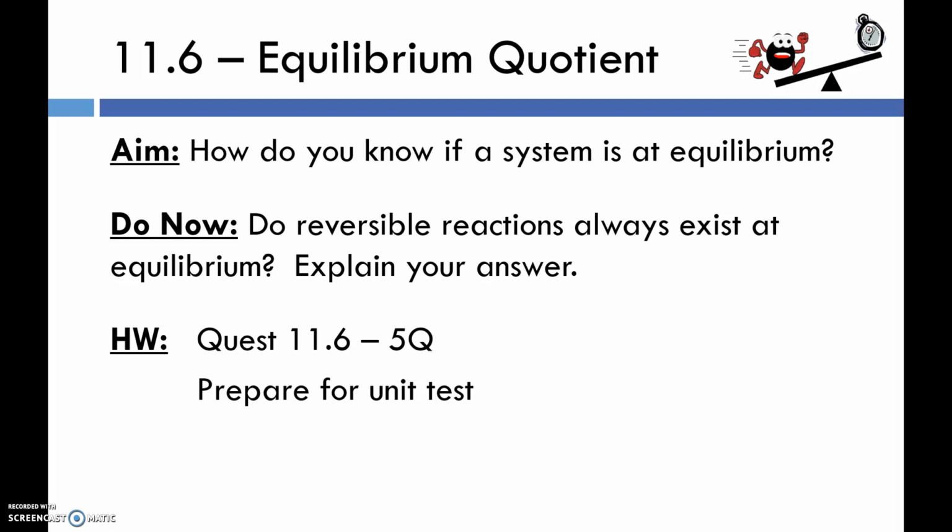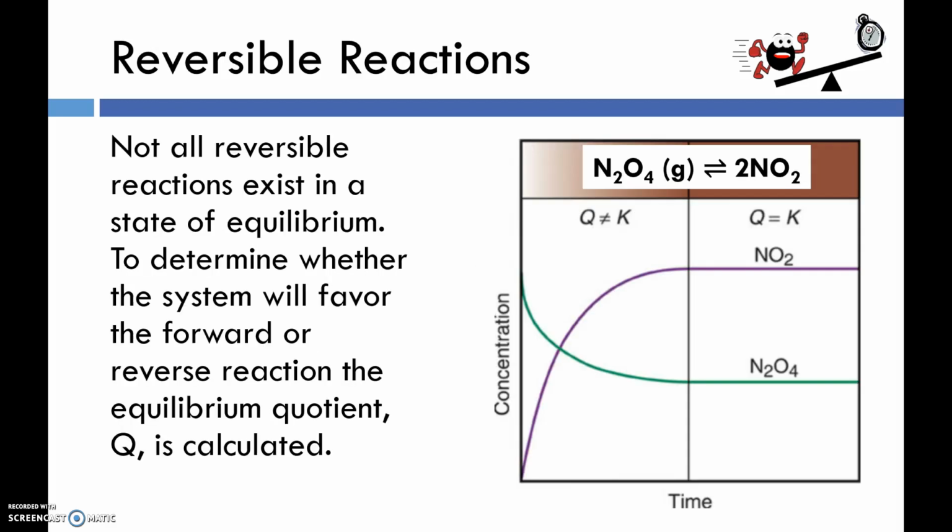In today's lesson we're going to be looking at systems that are not necessarily at equilibrium. And we're going to solve for Q, which is the equilibrium quotient, compare it to KEQ, the equilibrium constant, and then determine whether or not this system is at equilibrium. It sounds a little bit more complicated than it actually is, so let's go ahead and get into it.